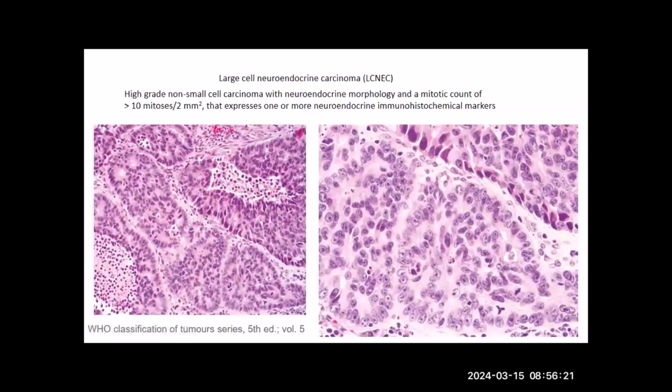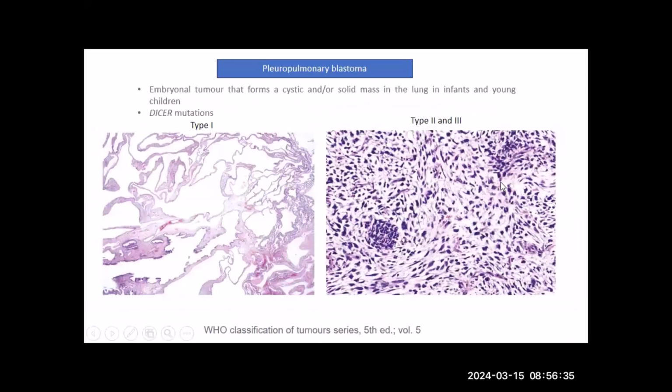Similarly, there is large cell neuroendocrine carcinoma. As the name suggests, it shows a large cell morphology with a nested pattern. And there is mitosis, necrosis, and presence of neuroendocrine markers.